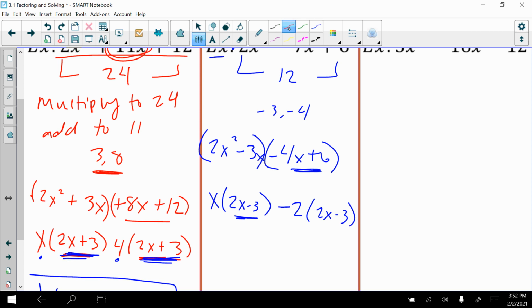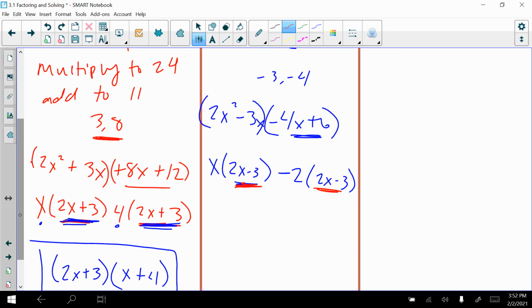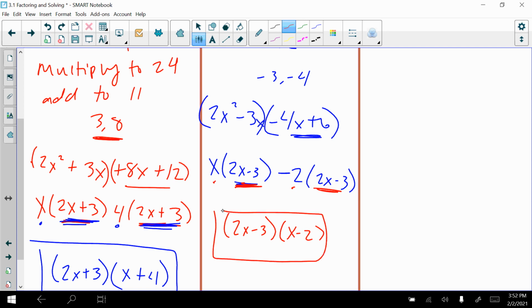Notice how that accomplished what I wanted. That made these things match. Okay? So my final answer is going to be my two common factors, 2x minus 3 times the 2 GCFs, x minus 2. And then we're done with that problem.